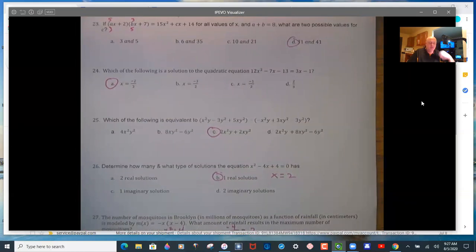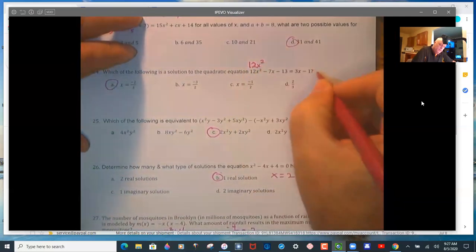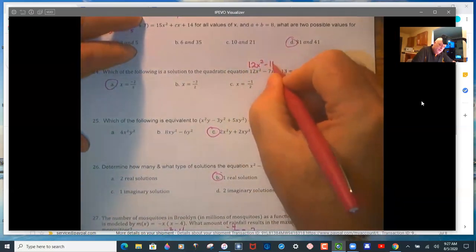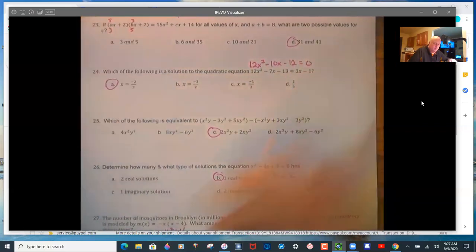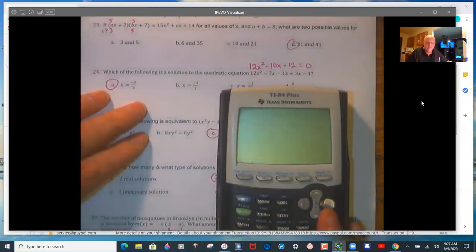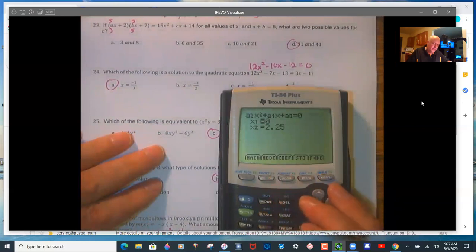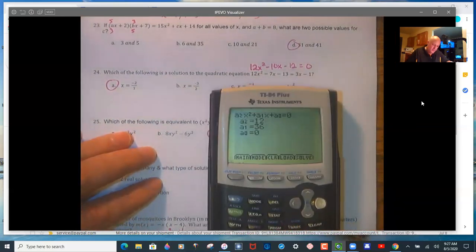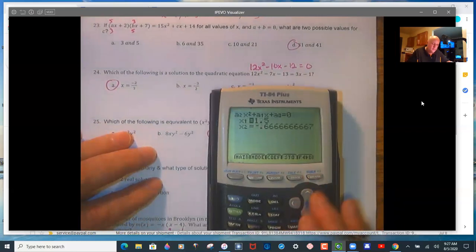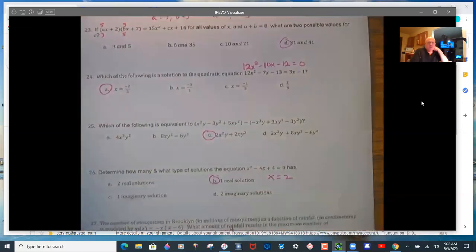Which of the following is a solution? So you're going to take everything to one side. And so that's minus 10x and minus 12. And then I think the fastest thing to do is to definitely use the app on this. Graphing it would be hard because there's fraction possibilities. Okay, and then so negative 2/3 is the right one.